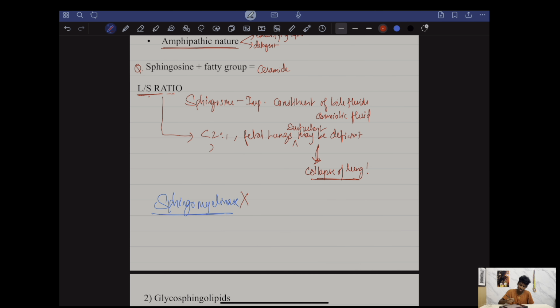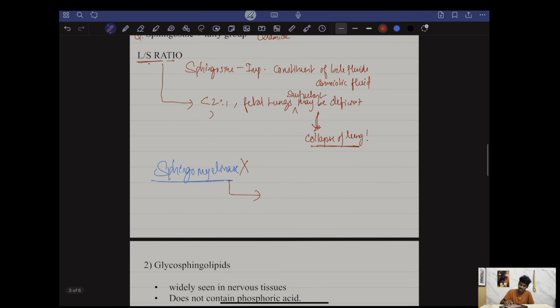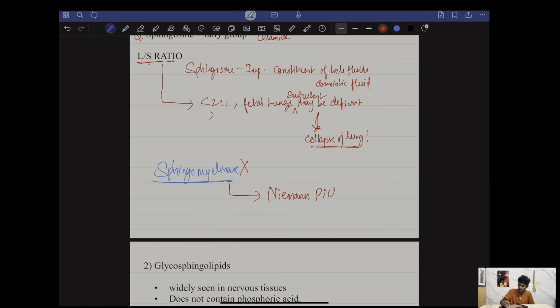Sphingomyelinase is there for sphingomyelin to degrade. Now, if sphingomyelinase is absent, what will happen? The sphingomyelin will accumulate in the lysosomes, which leads to a disease called Niemann-Pick disease, which they will compulsorily ask in MCQ. Okay, is it clear? Clinical features will be dealt with in the part 2 video.